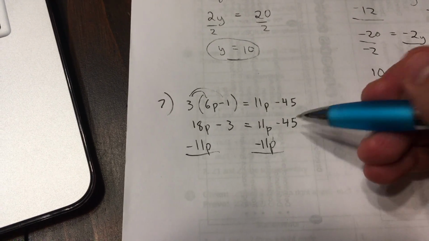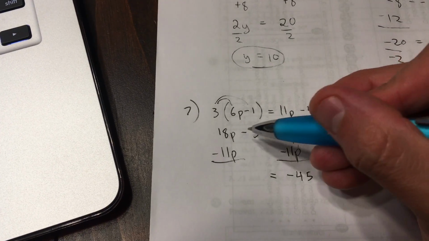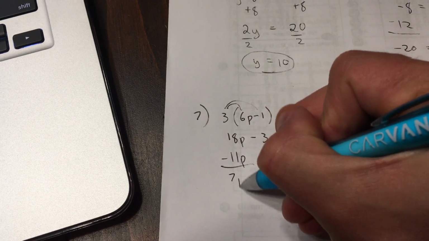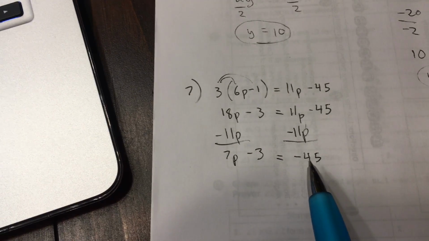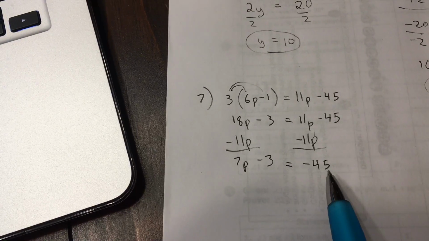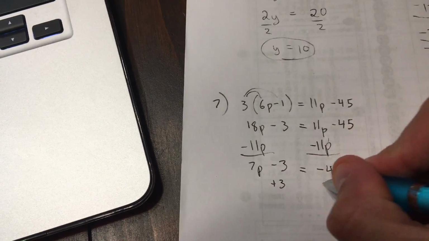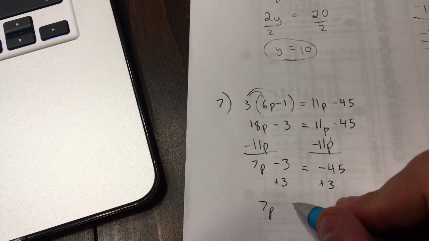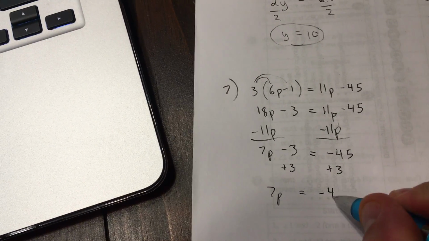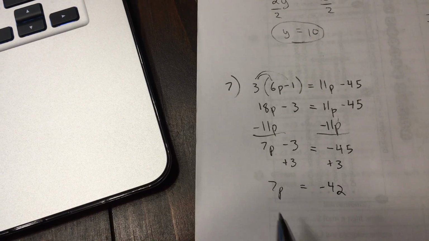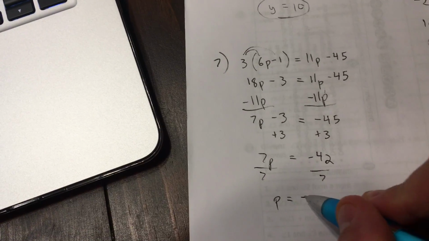Cancels out on the right side, and we're left with negative 45. So negative 45, that just came down. 18p minus 11p is 7p minus 3. So I've got 7p minus 3 equals negative 45. Our next step is to get the other stuff to the other side of the equation. So we want to add 3. And we're left with 7p equals negative 45 plus 3, which is negative 42. And then our final step to solve for p is to divide by 7. So p equals negative 6.